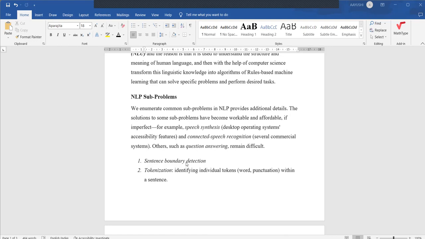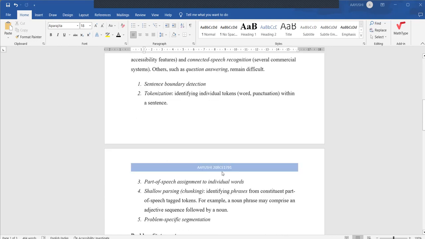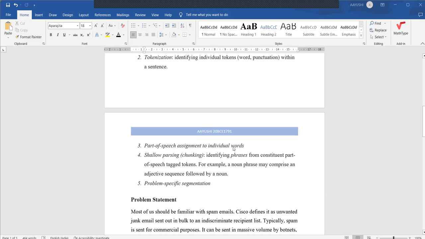Some of the sub problems of NLP are sentence boundary detection, tokenization or identifying individual tokens for the presence of any word or punctuation marks within a sentence, part of speech assignment to individual words, shallow parsing or chunking, identifying phrases for constituent part of speech type tokens. For example, a noun phrase may comprise an adjective sequence followed by a noun, and this is all analyzed using NLP because the basic work of NLP is to process, analyze the human language and make it accessible by machines or robots. The other subproblem is problem-specific segmentation.